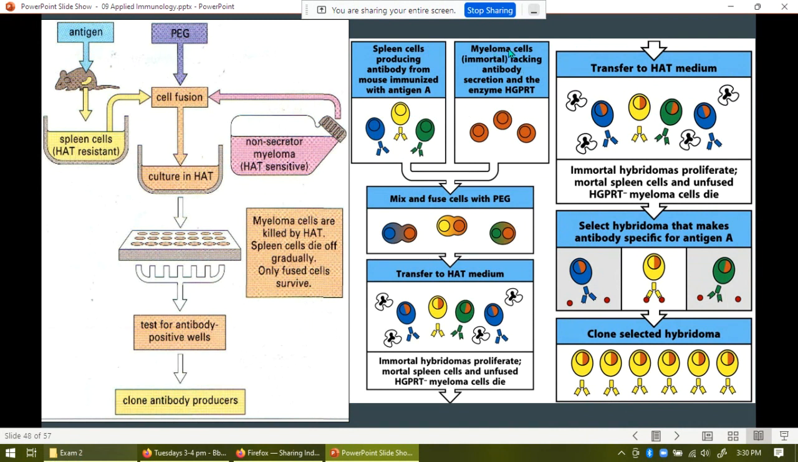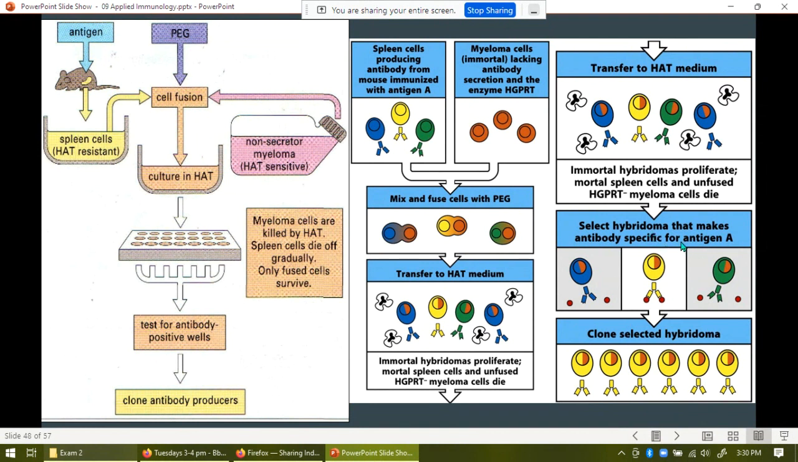And you fuse the cells with myeloma cells in PEG. You transfer to HAT medium. You wait 7 days. After 7 days, you test each well for live cells. That tells you that you have a hybridoma cell that successfully fused, right? And didn't die like all these unfortunate casualties. So you have a hybridoma cell making antibody, but that antibody has to be specific for the antigen that you want it to make antibody for.